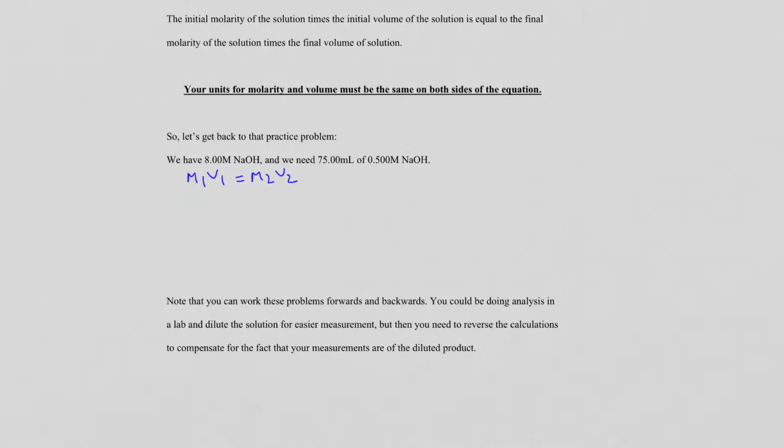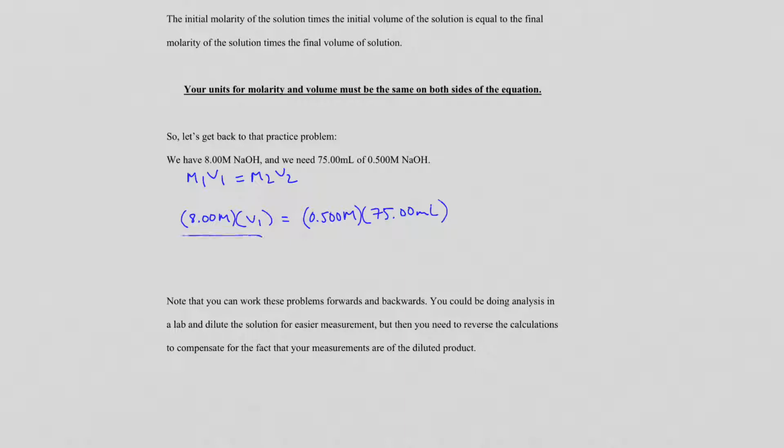So let's just do the practice problem. We have 8 molar NaOH. We need to find 75 mL of 0.5 molar. So we know that M1V1 equals M2V2. Let's zoom in on that. Our M1 is 8.00 molar times an unknown volume. M2 is 0.500 molar. V2 is 75 mL. And what you're going to do is just solve.